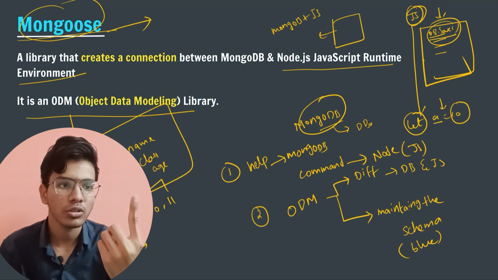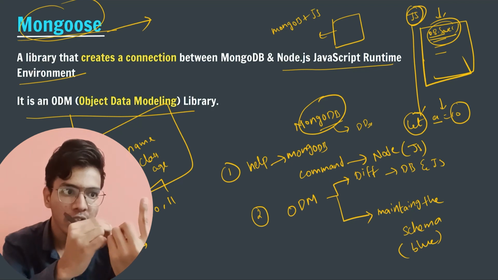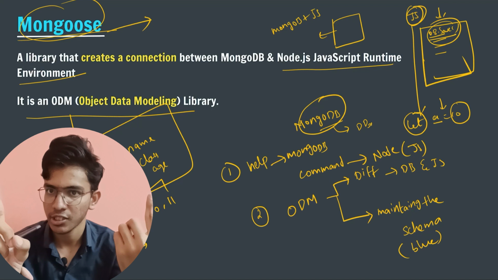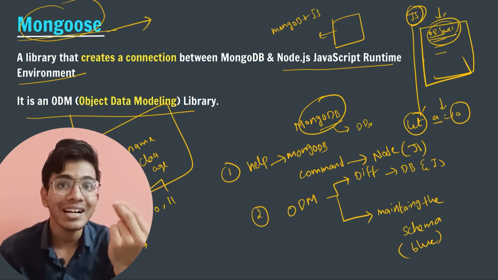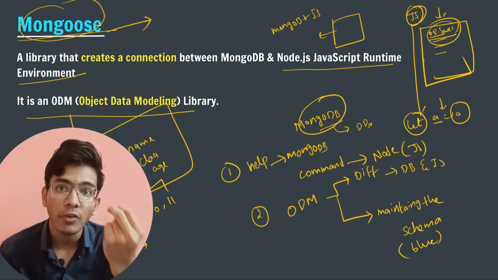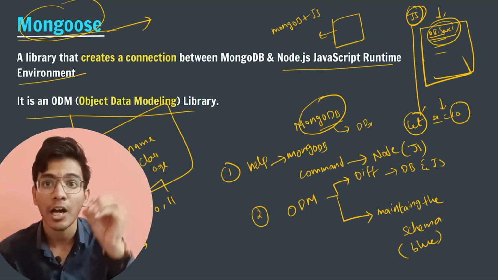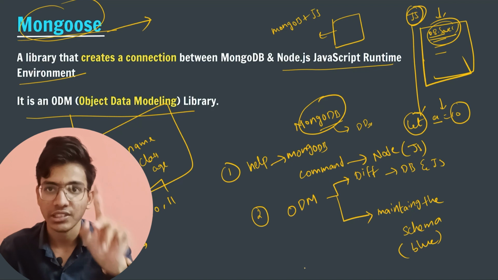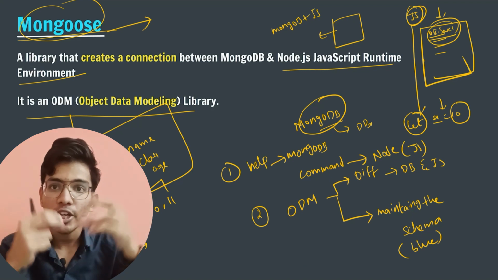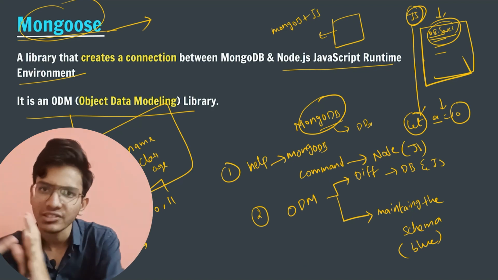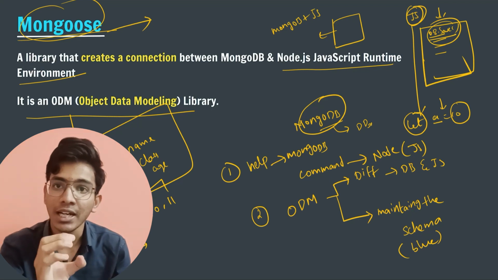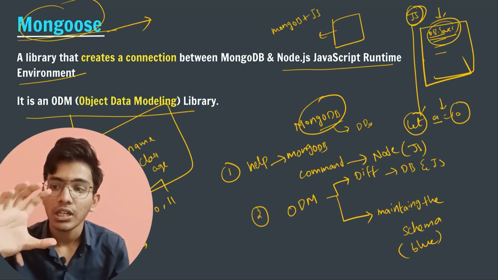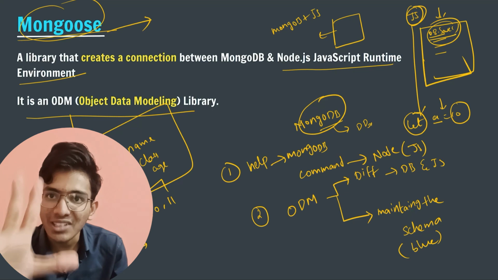Mongoose is used to write our MongoDB commands within our JavaScript. First point. Second point, it is an ODM library. The full form of ODM is Object Data Modeling, and Object Data Modeling has two key features. First one is it will differentiate which is MongoDB and which is normal JS. Second point is that it will help our created database to follow a schema.